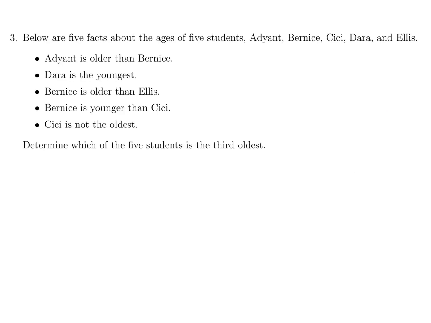Below are 5 facts about the ages of 5 students: Adient, Bernice, Cece, Dara, and Ellis. Adient is older than Bernice, so A is greater than B. Dara is the youngest, okay. Bernice is older than Ellis, so B is greater than E.